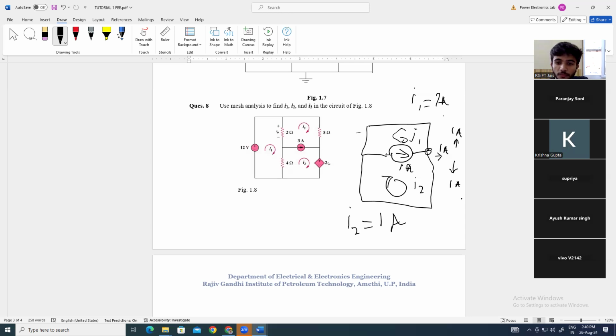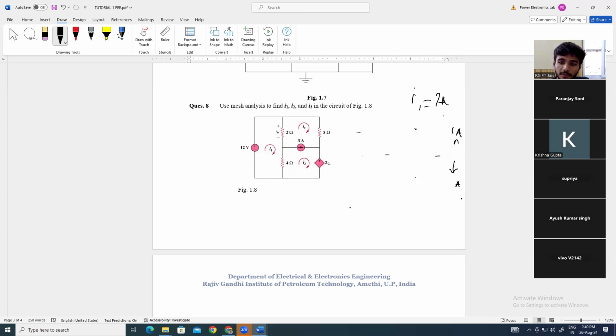So what we do actually to avoid all of this is make a super mesh. And what is a super mesh? I will just explain it to you right now. First of all, we understand that the current in I1 and I2 would not be equal to the current in the middle source. So we start something like this. Let me draw a diagram. I hope it will be a neat one.